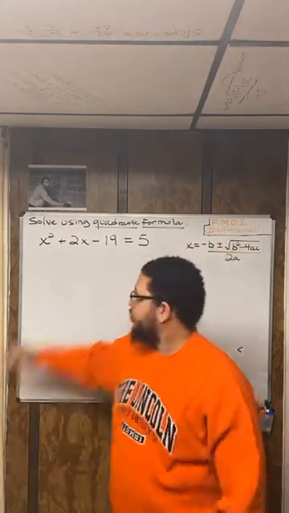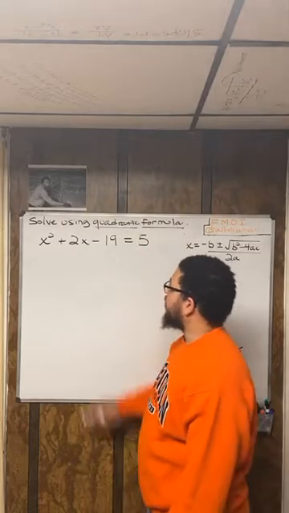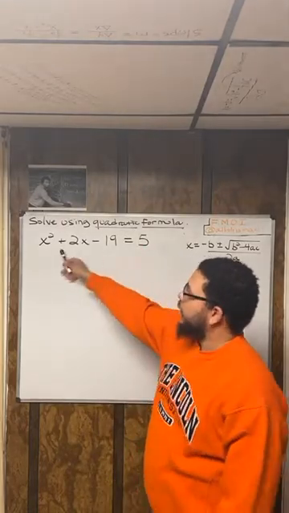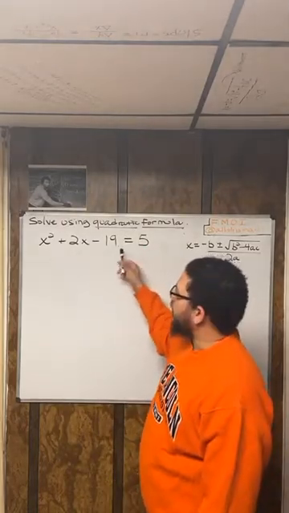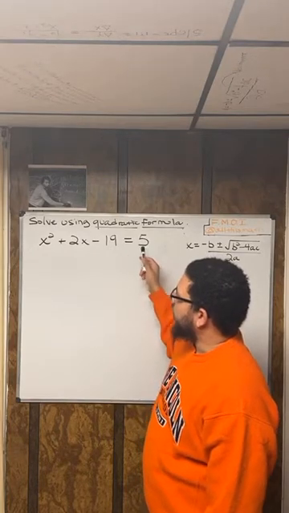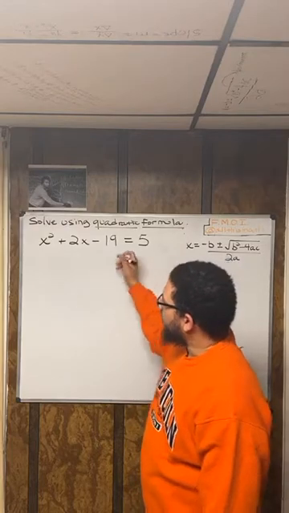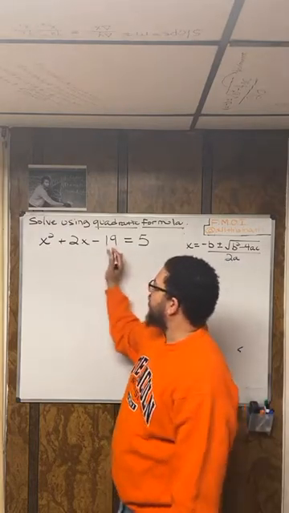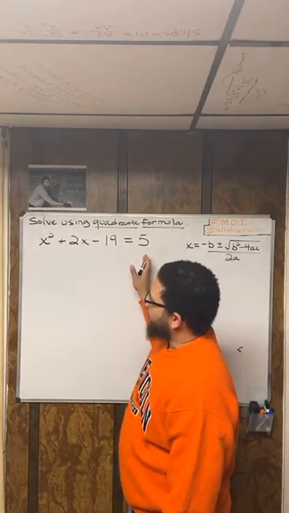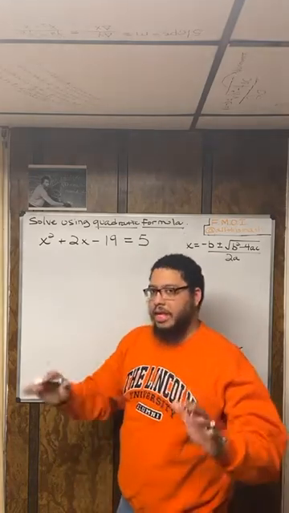But let's get started. So the first thing you want to do is put this in what's called standard form. This is not in standard form because we do not have a 0 on the right-hand side. In order for a quadratic equation to be in standard form, we must have all of our information on the left side of the equal sign, and we must have a 0 on the right. That's considered standard form.